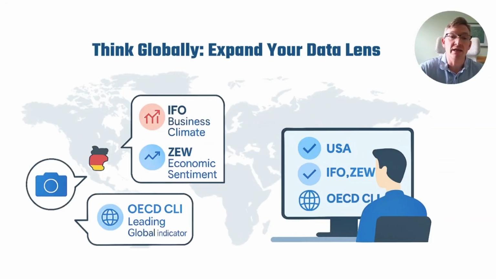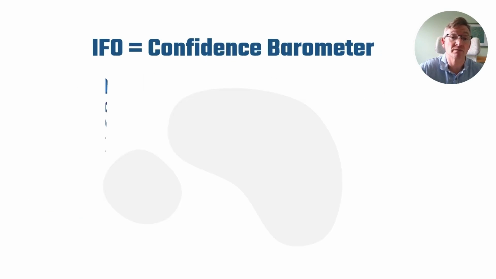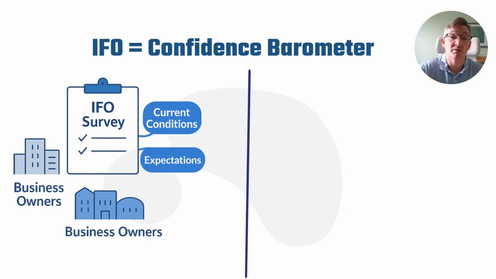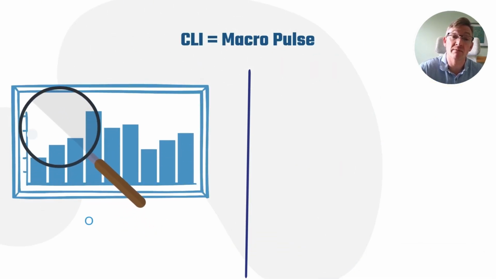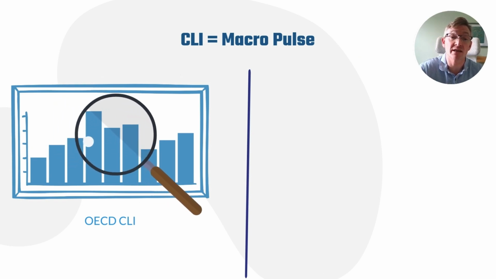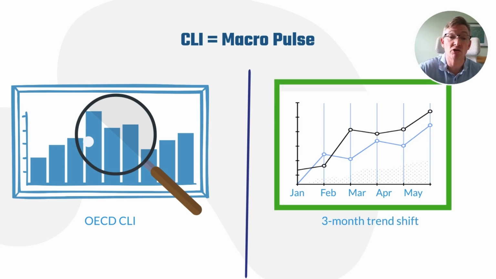Global traders need global data. Germany's IFO and ZEW tell us where the Eurozone might be heading. The OECD CLI gives a big picture view of global cycles. The IFO asks thousands of businesses about today and tomorrow. What is the spread between current conditions and expectations? It can signal confidence. The OECD CLI tracks economic turning points across dozens of economies. When the trend shifts for 3+ months, that can be your early signal.